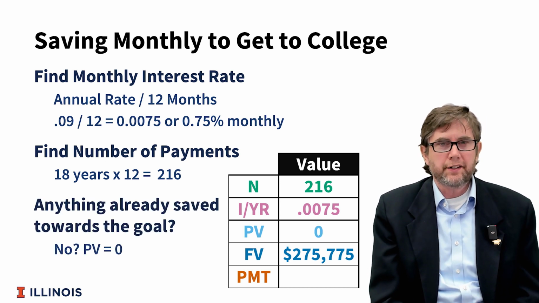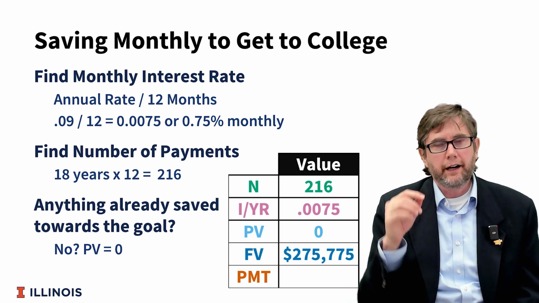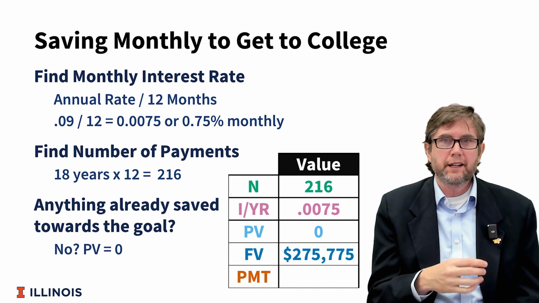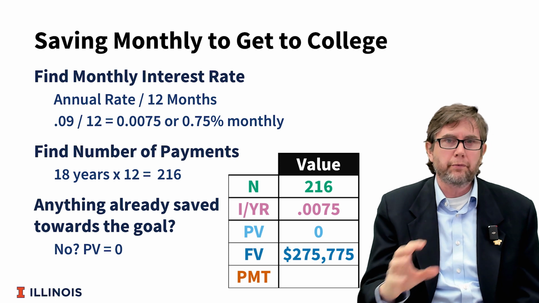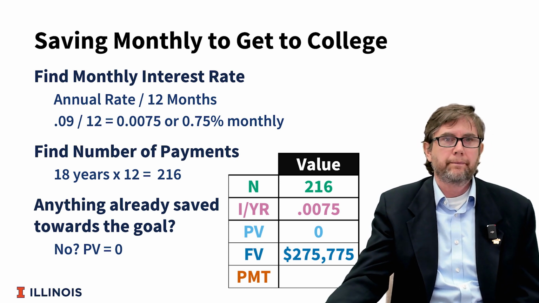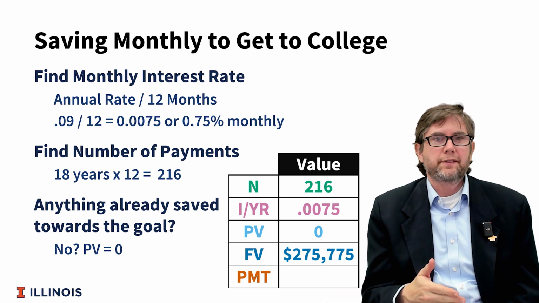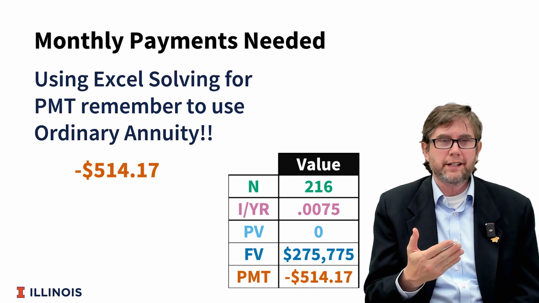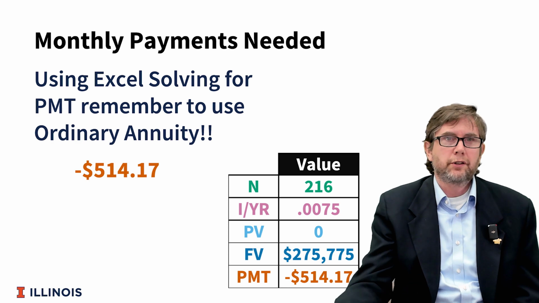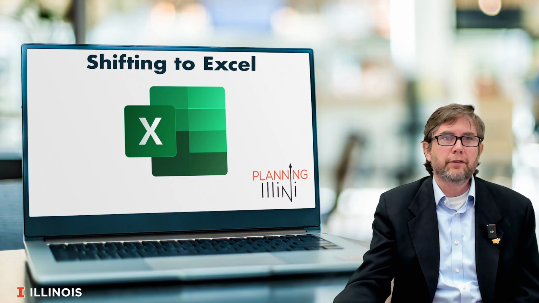And is there anything already saved to the goal? Well, the answer is no. So you'd have 0 in present value. If you had anything, you'd make it negative. All right, so we have 216 in N, 0.0075 I. We have 0 present value and we're solving for payment. What do we need to do? Well, if we do this in Excel, I'm going to show you how in a minute, you actually need to save $514 a month and you'll get to your goal. But let's go ahead into payments and we'll figure this out.